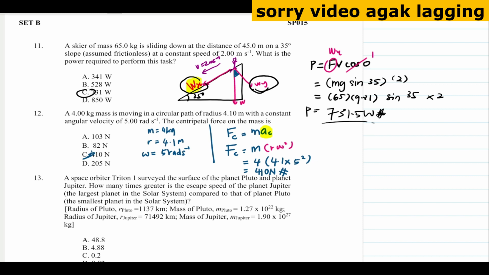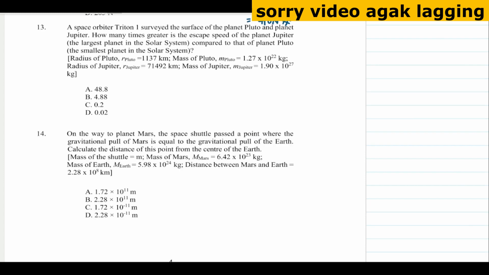Alright, and then next we have a space orbiter, Triton 1, surveying the surface of the planet Pluto and planet Jupiter. How many times greater is the escape speed of planet Jupiter compared to that of planet Pluto? Pluto is the smallest planet in the solar system. So kat sini adalah soalan ratio.